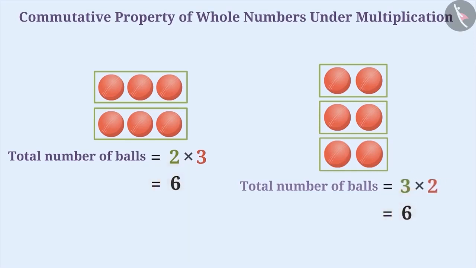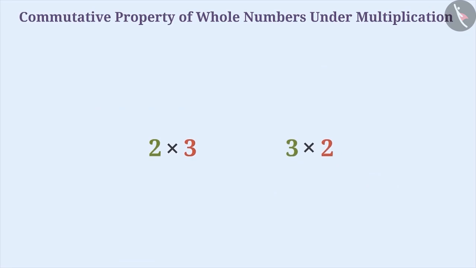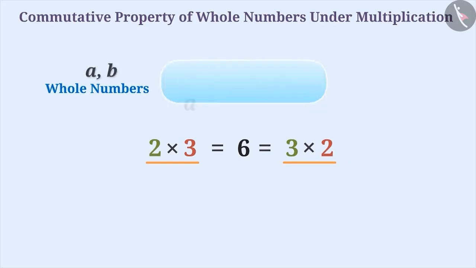This shows that multiplying two whole numbers in any order will result in the same product. Therefore, for any two whole numbers, a and b, the product of a and b is equal to the product of b and a. Thus, we can say that the multiplication of whole numbers is commutative.